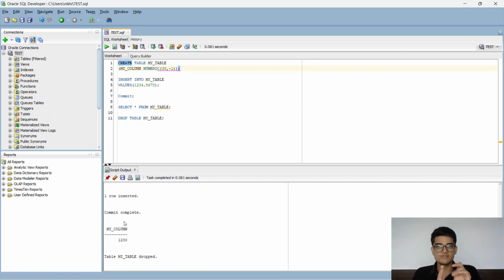So a positive scale will round off after a decimal point, but a negative scale will round off before the decimal point. So if I use -1, it will round off one digit, and if I am using -2, it will round off two digits. So that's what a negative scale does. Just like a positive scale, it rounds off the value but before the decimal point. Now that's it for today's lecture, and see you guys in the next one.